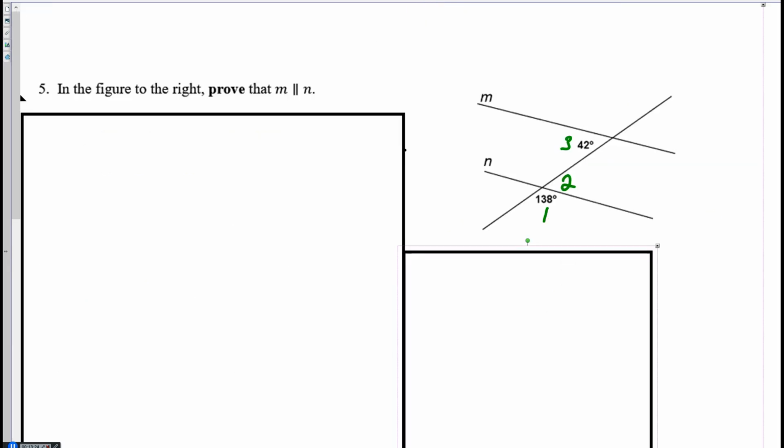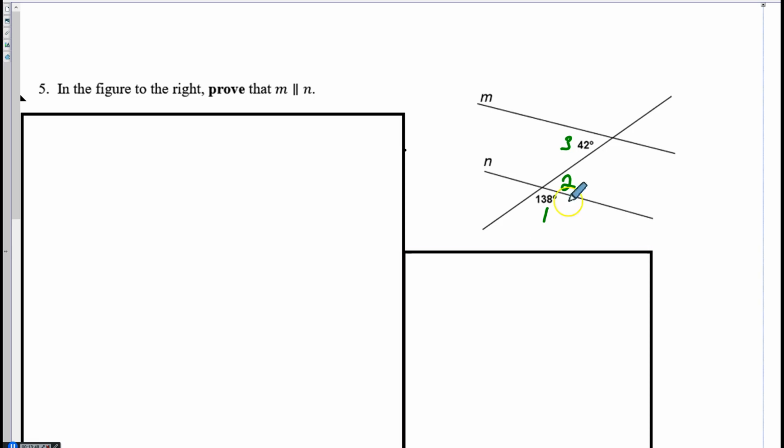Number 5. In the figure to the right, prove that M is parallel to N. So we don't know that those lines are parallel. We want to do something with those angles to prove that they're parallel. So I can't use corresponding angles, I can't use alternate interior. I need to get to some conclusion that helps me see that those lines are never going to touch.